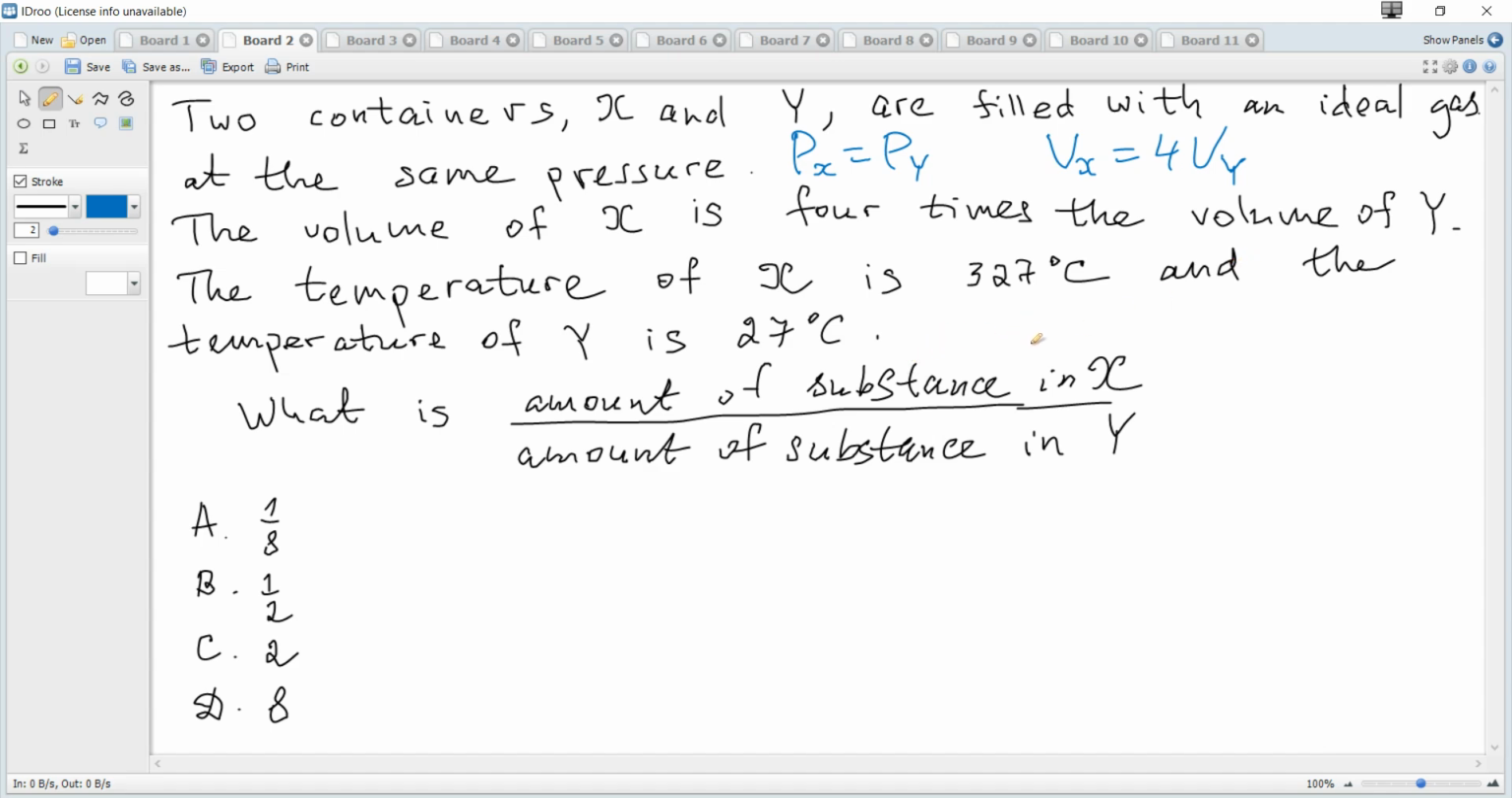And about temperatures, if you meet a change in temperature, it may be in Celsius or Kelvin, it doesn't matter because it's the same. A change in temperature is 300 degrees Celsius and also 300 Kelvins. But if you meet just temperature in some formula, it must be in Kelvins only. So we should convert it into Kelvins, and we should do what? Just plus 273, and you see that the temperature of X becomes 600 Kelvins and the temperature of Y becomes just 300 Kelvins.